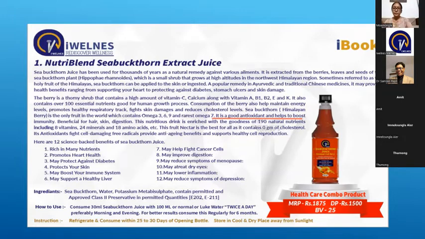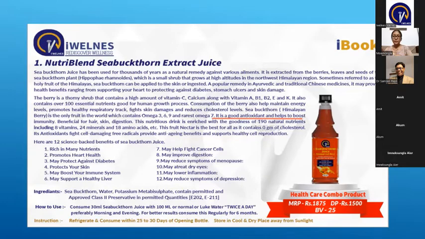Now, the richest source of antioxidant, sea buckthorn, contains vitamin C, vitamin A, B1, B2, C, D, E, and K. All these vitamins are richly available in sea buckthorn, so that it acts as one of the best antioxidants to eat the free radicals. It will swallow the free radicals. So will we feel comfortable?